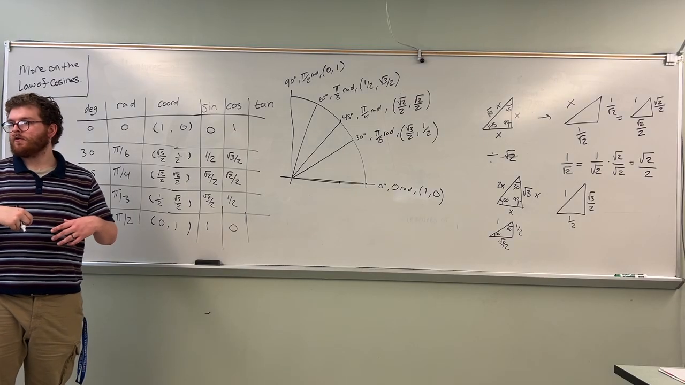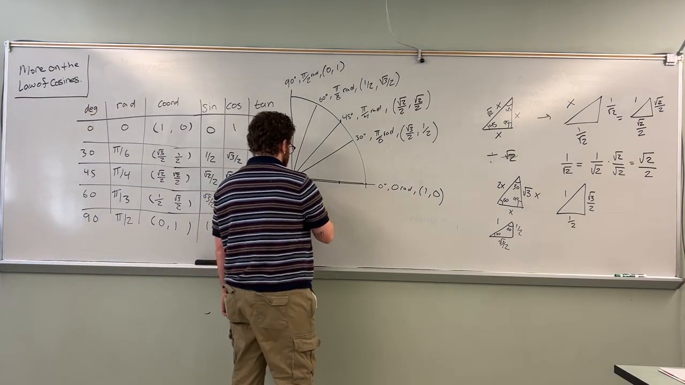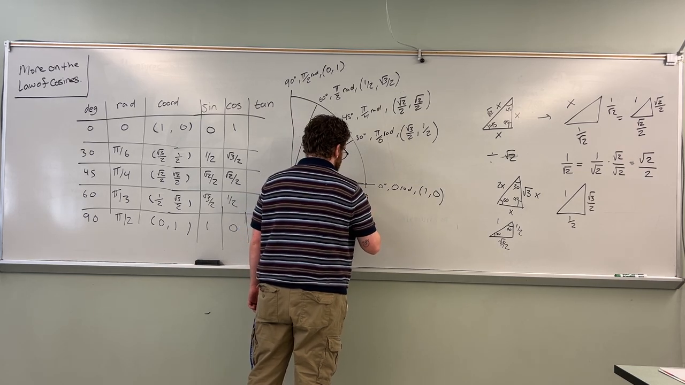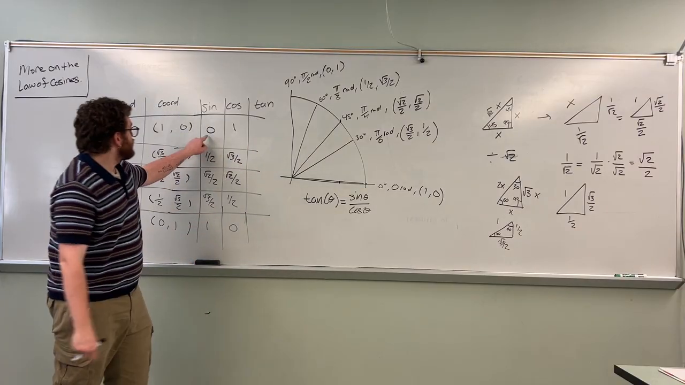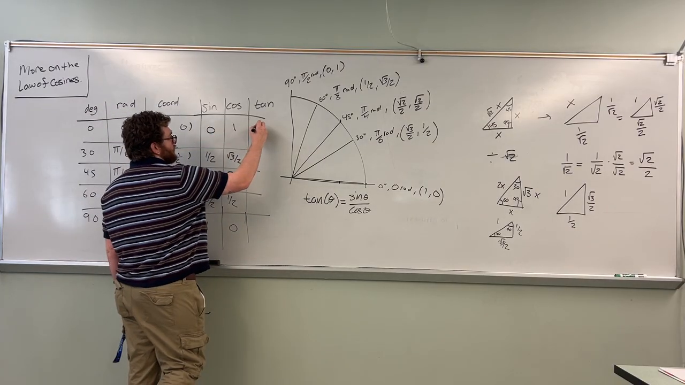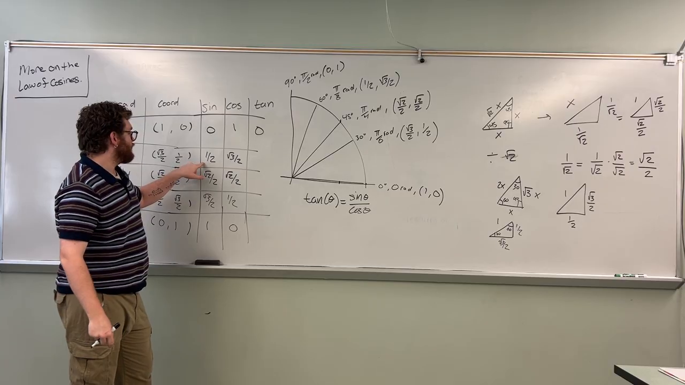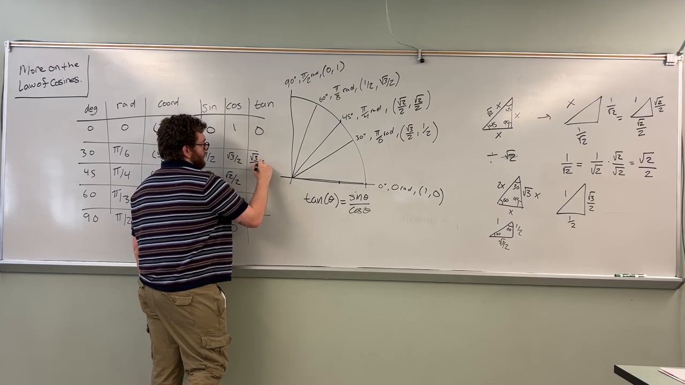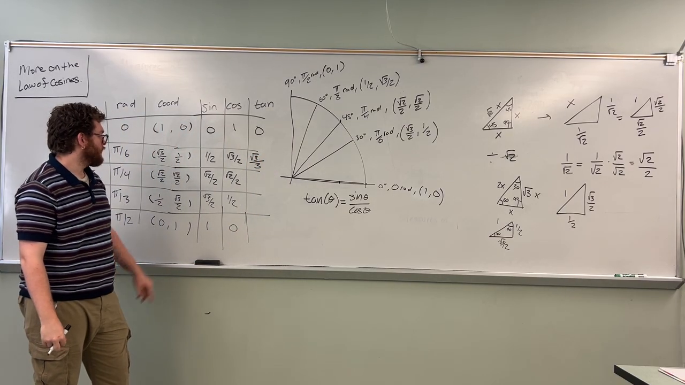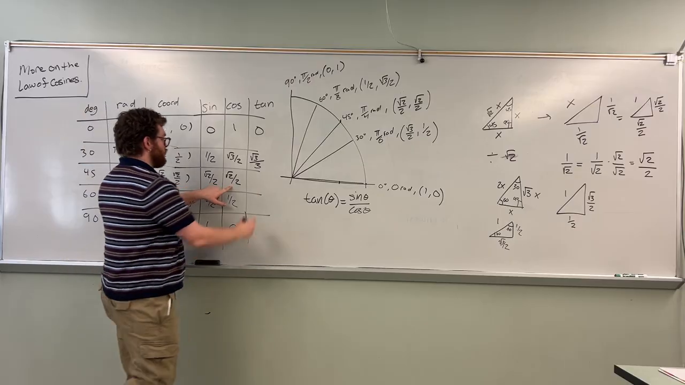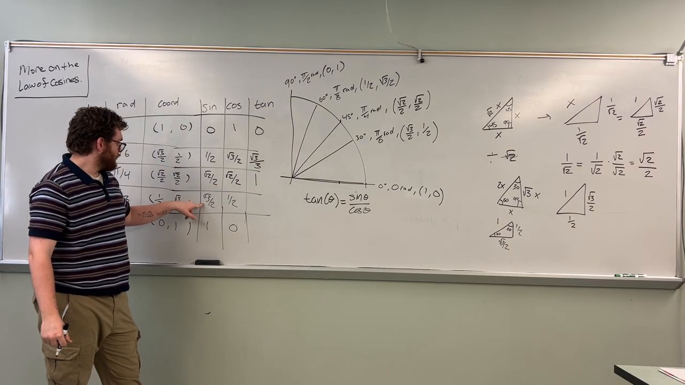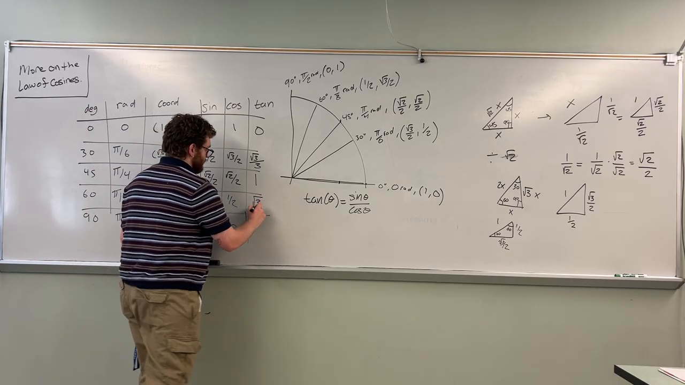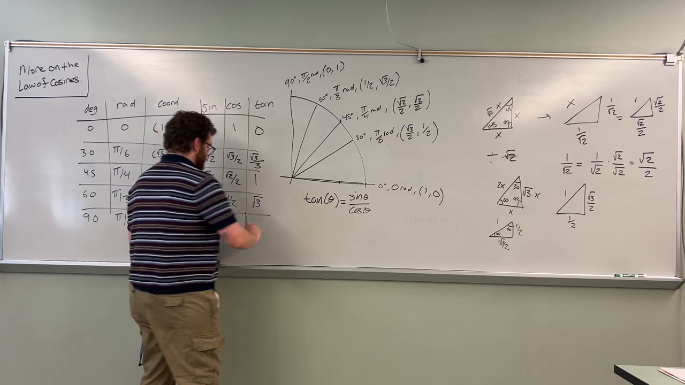Then tangent is sine over cosine. That's a useful thing to remember. I think we've discussed this at some point. Zero divided by 1 is 0. 1/2 divided by root 3 over 2 is root 3 over 3. You could work that one out. Root 2 over 2 divided by root 2 over 2 is 1. Root 3 over 2 divided by 1/2 is the same thing as multiplied by 2, so I just get root 3. And 1 divided by 0 is undefined.